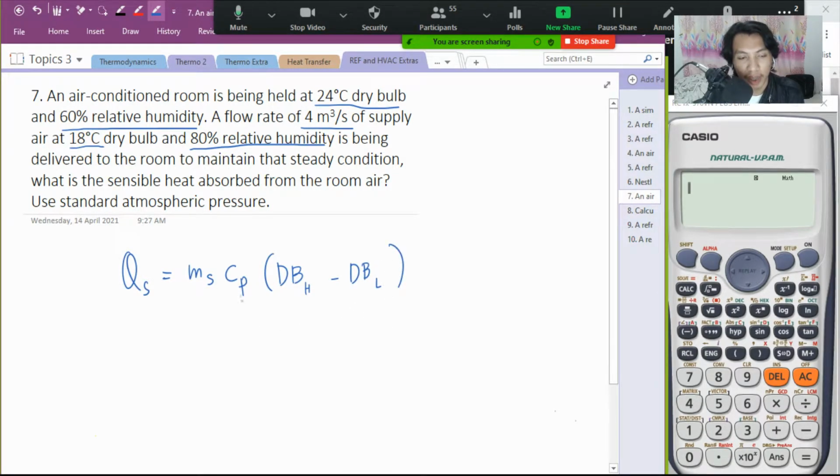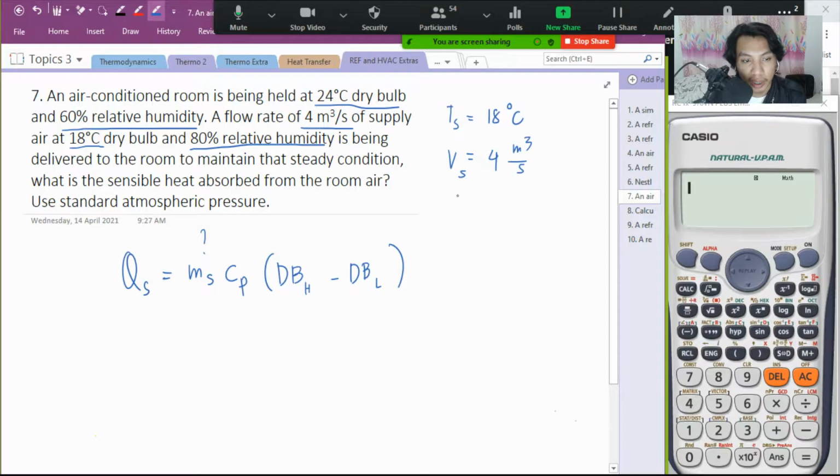Yan. Pero hindi natin alam kung ano yung mass nung supply air. Hindi natin 'to alam. Saan natin malalaman yon? Binigyan ka ng flow rate of supply air. Binigyan ka ng temperature. So, temperature ng supply, that is 18 degrees Celsius. Binigyan ka ng flow rate, volume, that is 4.4 meter cube in every second.